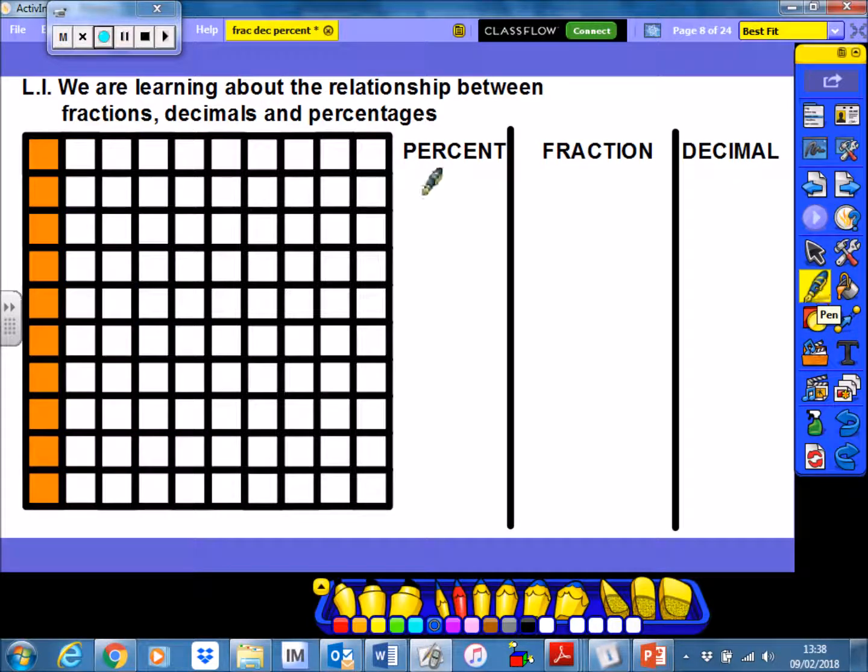What about just 10% then? So 10% is 10 hundredths, and that can be simplified by dividing both of them by 10 into a tenth. So 10% is the same as a tenth, and written as a decimal, it would just be 0.1. 1/10 in the tenths column.